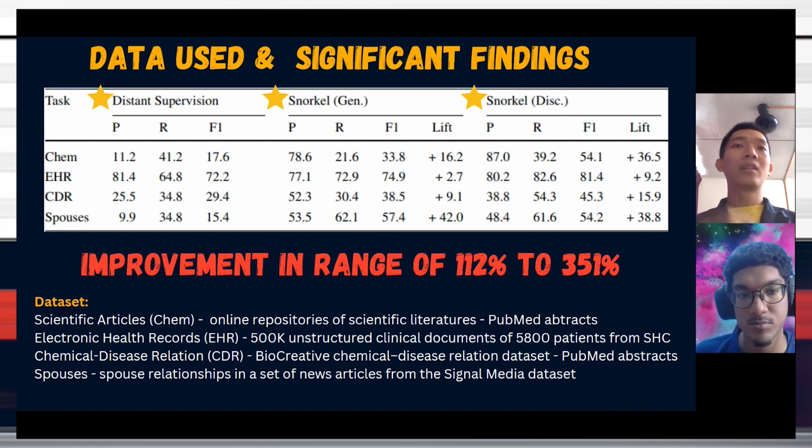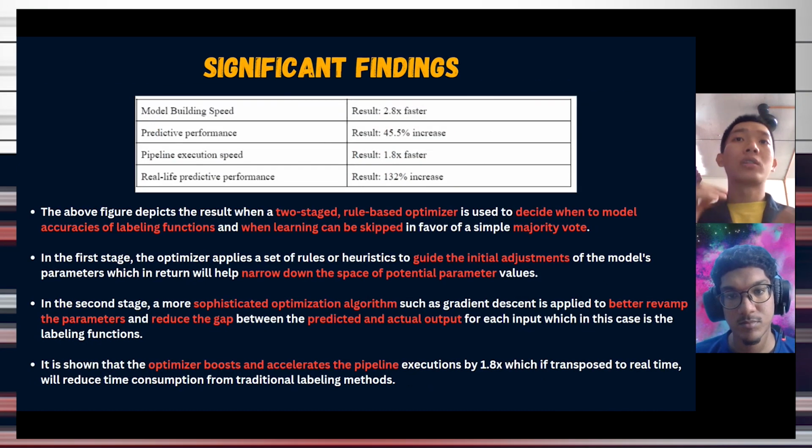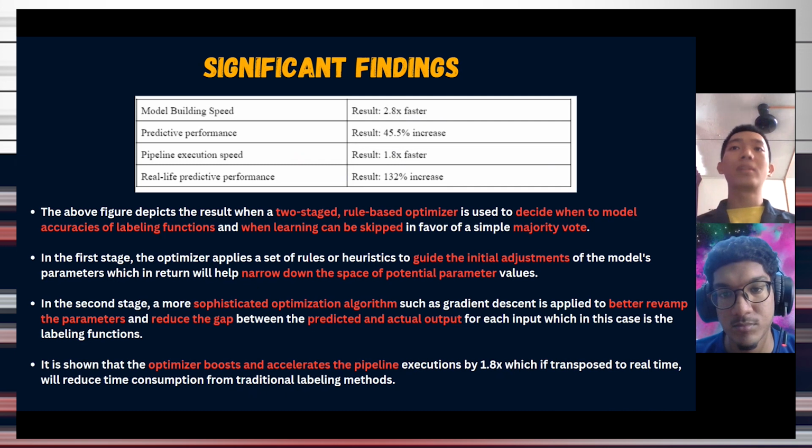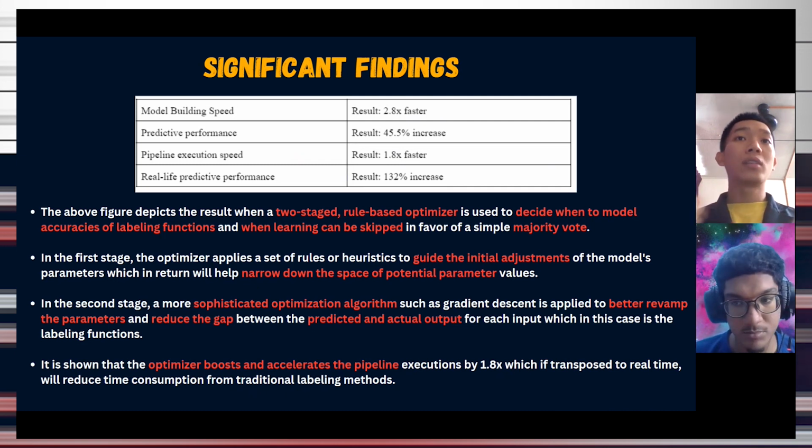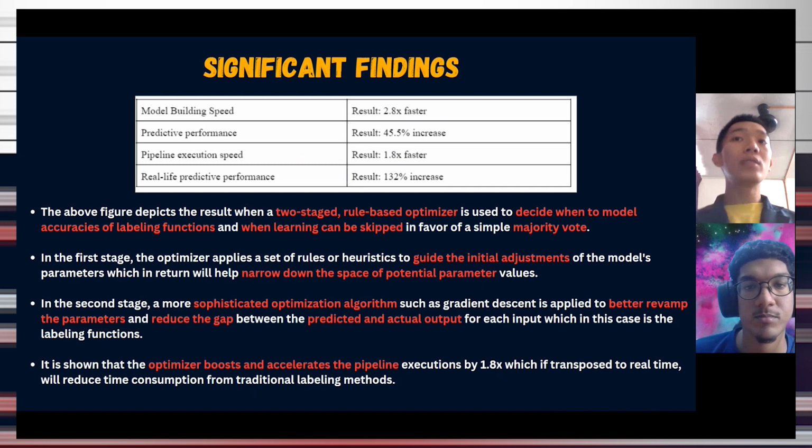So next slide. Other significant findings reported by the authors are 2.8 times faster model building speed, 45.5% increase in predictive performance, 1.8 times faster pipeline execution speed, and 132% increase in real-life predictive performance. The main reasons behind these improvements are utilization of the proposed optimizer and gradient descent in conventional model training.